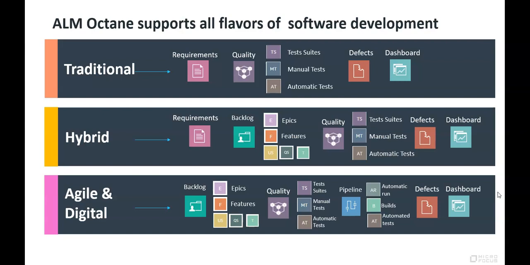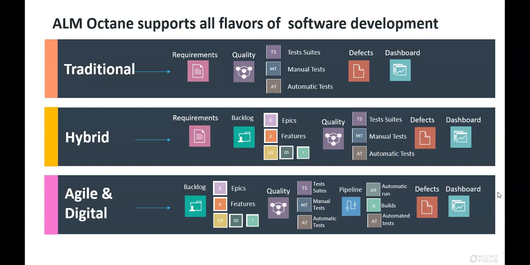Or if you are working with, let's say, external vendors, you can also use the hybrid mode, where you define your requirements, whatever you need to deliver, and hand it over to the external vendor, and the external vendor will work in agile mode and provide you feedback, so you can really implement it using the hybrid configuration. Or you go fully agile and digital and go with the backlog module. On top of it, adapt the quality module if needed, pipelines, defect, and dashboard.